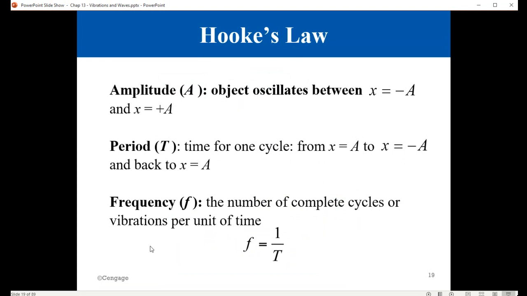The third quantity that we need to describe the periodic motion is the frequency. We use the symbol f to represent this quantity, and we define it as the number of cycles per second. The number of complete cycles from a to minus a, then back to a. This is a complete cycle. The number of such complete cycles per second is called the frequency. We can get that number simply by dividing 1 second by the period T. So 1 divided by the period will give us the frequency.